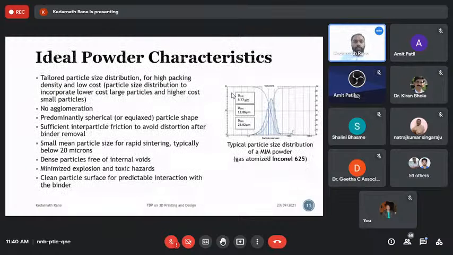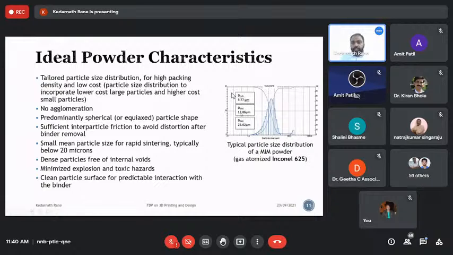When it comes to the desired powder particle characteristics for this application, here we are seeing a typical distribution of particle size for metal injection molding powder. Inconel, again, is one of the specific requirements. Inconel 625 gas atomized powder. You can see the mean particle size here.